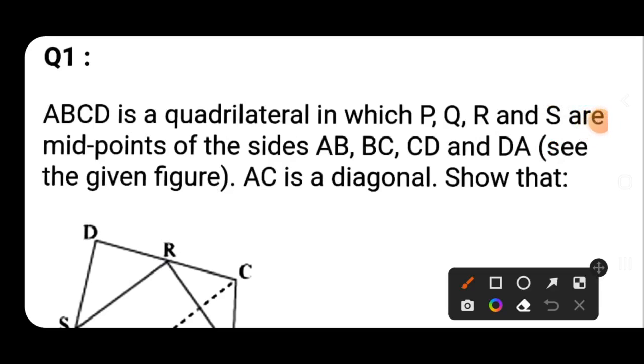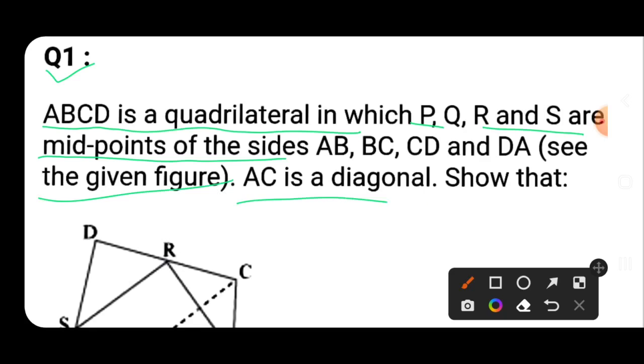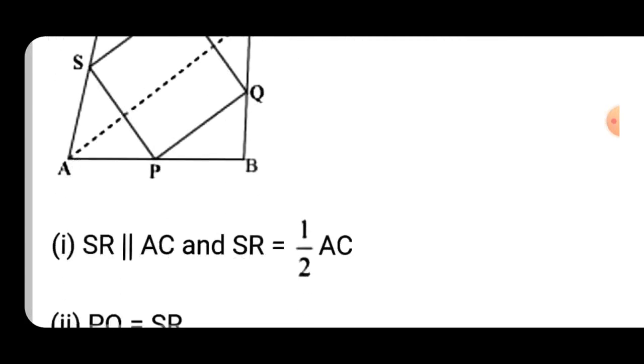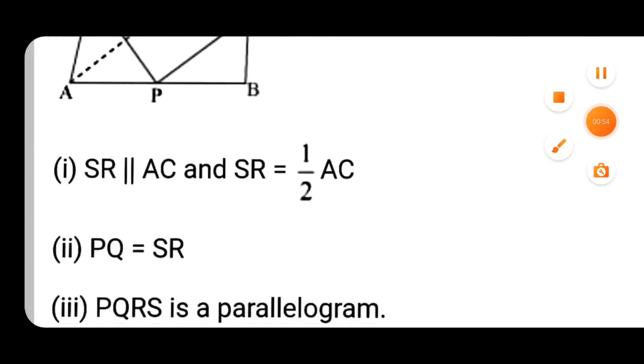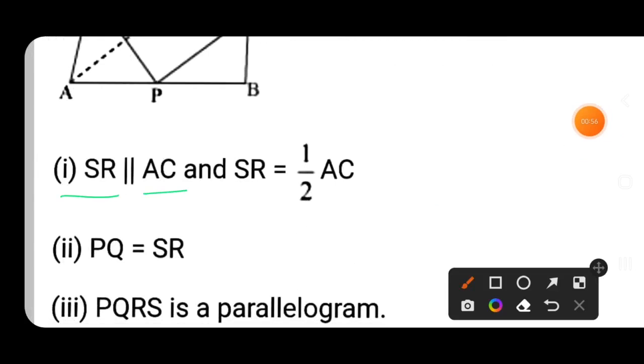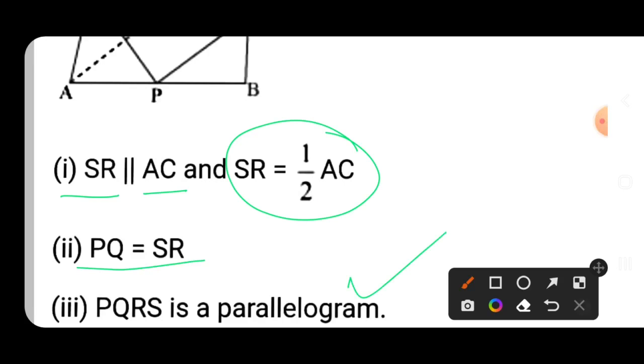Question number 1. ABCD is a quadrilateral in which P, Q, R and S are midpoints of the sides AB, BC, CD and DA. See the given figure. AC is the diagonal. What we have to show? We have to show SR parallel to AC and SR is equal to half of AC. Then PQ is equal to SR and PQRS is a parallelogram. We need to show 3 points.